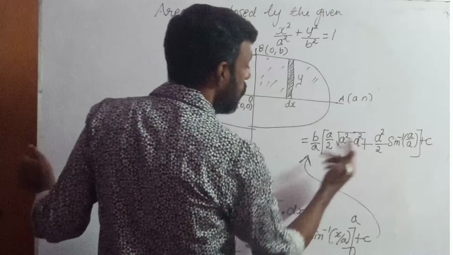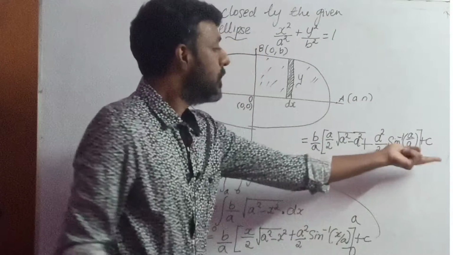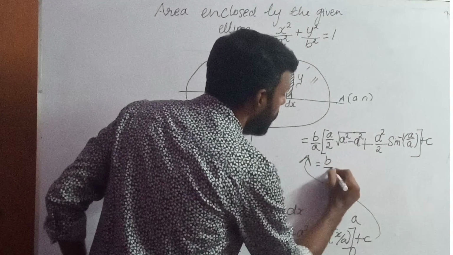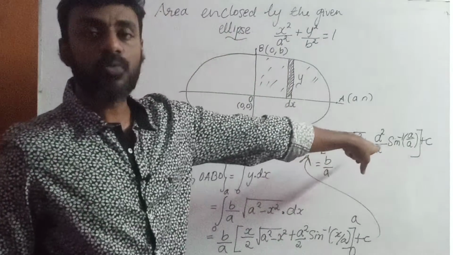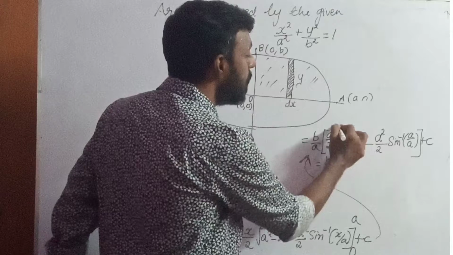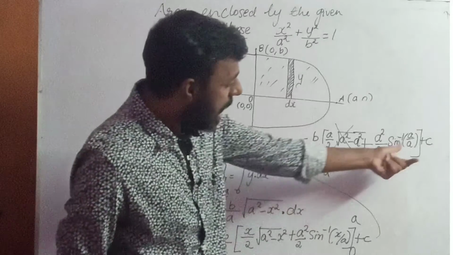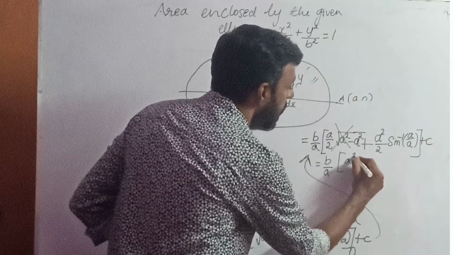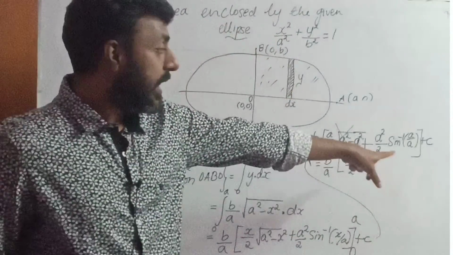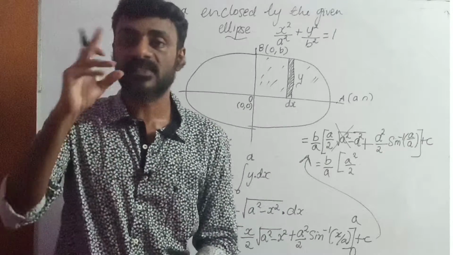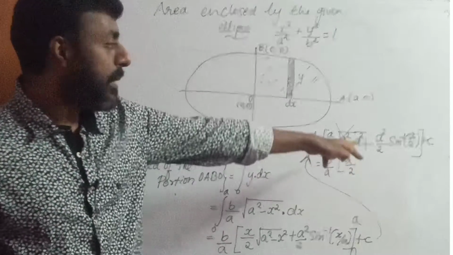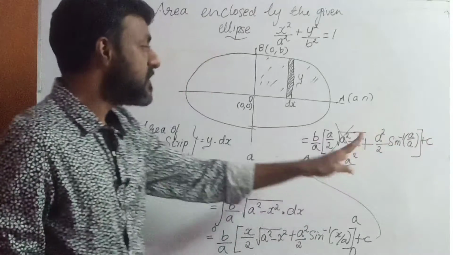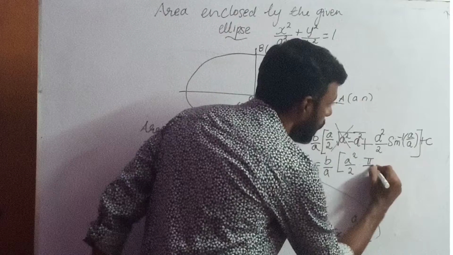Okay, so what will happen now? Here, this is the only expression which we had obtained. So now, which is equal to b divided by a. What is a squared minus a squared? It is 0. Therefore, this portion also will become null and void. So I am left only with this expression, which is nothing but a squared by 2 into sine inverse of a by a. Sine inverse of a by a will be 1. Sine inverse of 1 is nothing but pi by 2, because sine 90 degrees is 1.